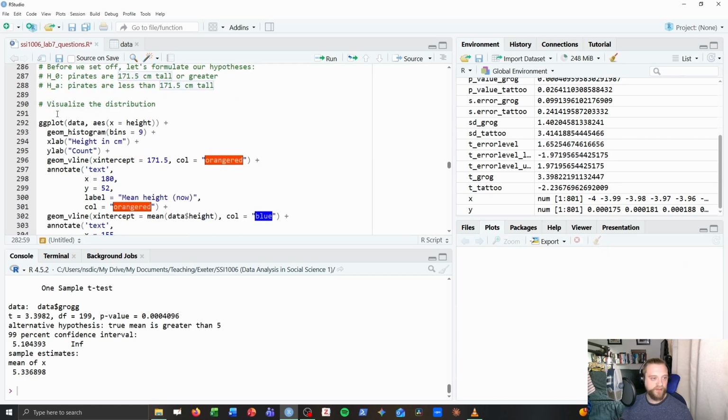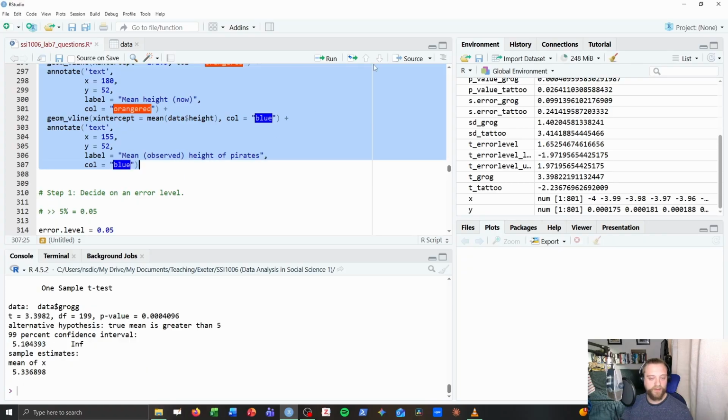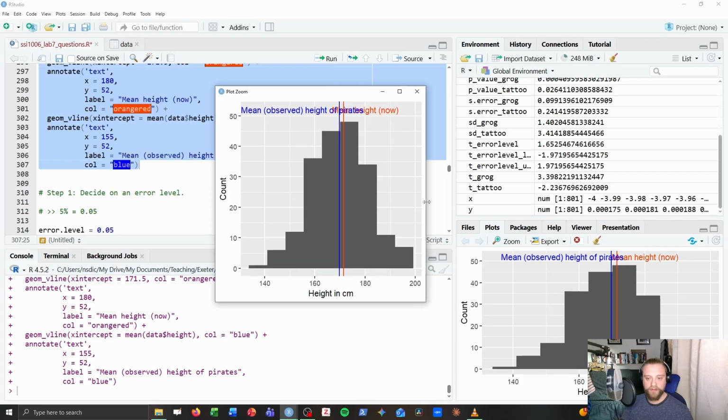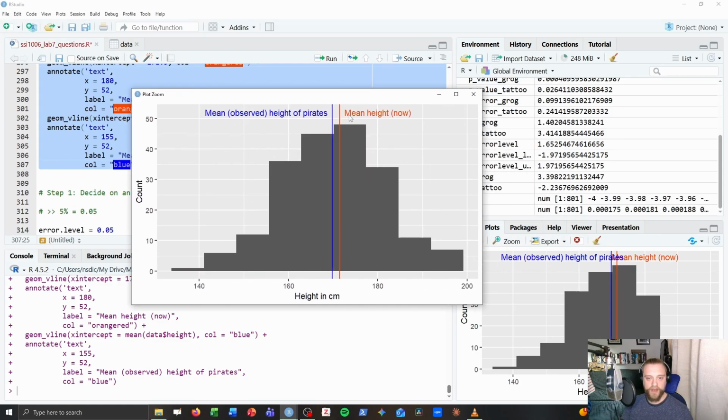Now again, if we visualize this, you might start getting a sense that these are basically pretty similar problems. So here again, we just have a mean observed height of the pirates in blue and our population mean today of this orange line here. So they're a bit lower. So one question we could answer here is, is this close enough to say that actually there's no real difference between the mean of pirates in this sample and the mean height in the UK today?